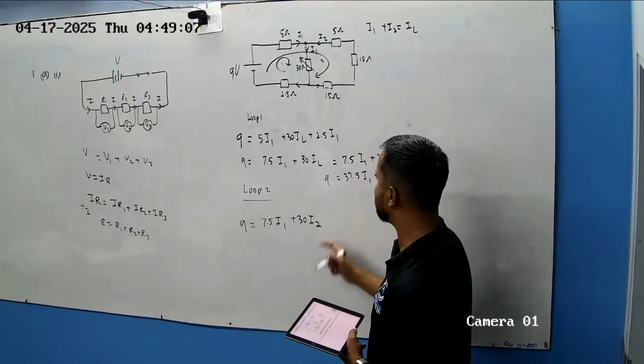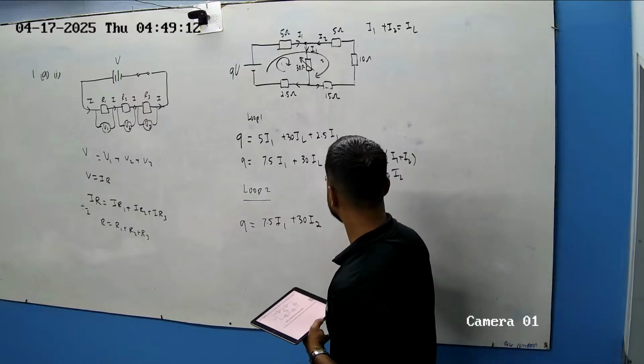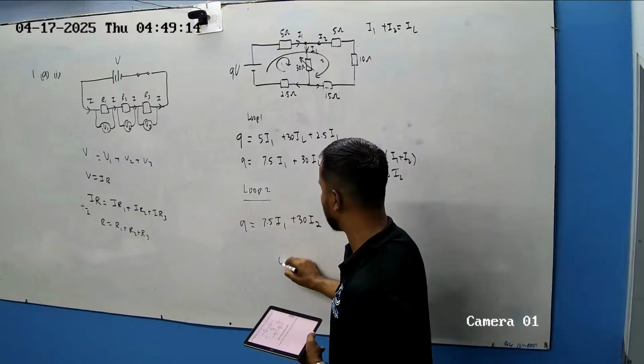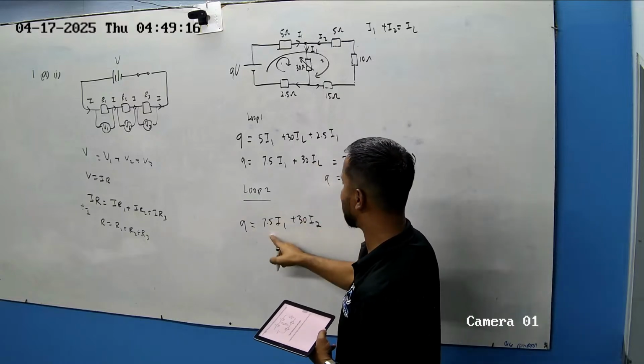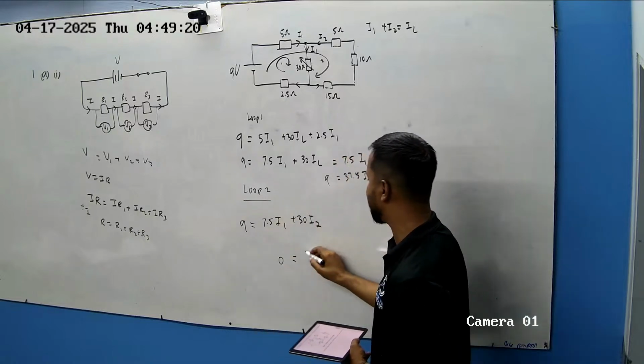I could bring these two together and solve them simultaneously. Yeah, that will cancel off nicely. So 9 minus 9 is 0, 7.5 minus 7.5, 37.5 minus 7.5 is 30.